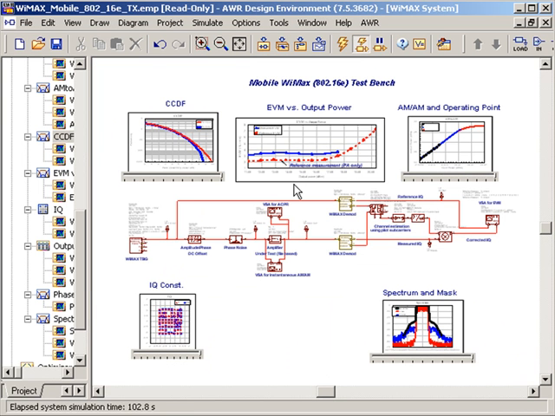And if we take a look at the big picture, this test bench will allow you to predict conformance tests or conformance measurements, and you can have a visualization of the IQ plot as well as the AM to AM characteristics of a device under test and spectral mask.